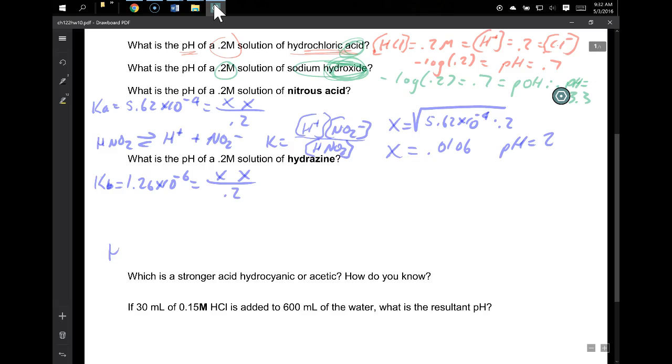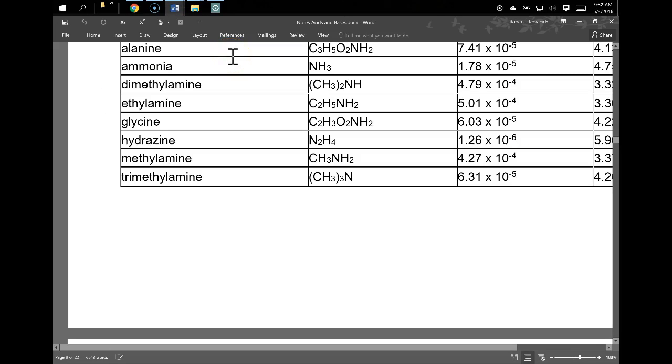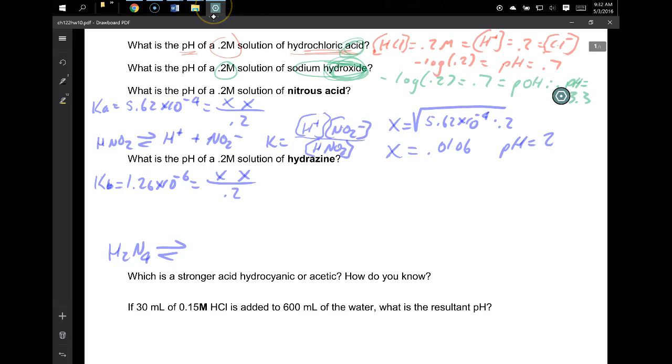So what I have is H2N4 in an equilibrium reaction, and I end up with H3N4 with a plus charge. Did I get that wrong? Yeah, you're right, I'm wrong. That makes more sense. N2H4. And so what ends up happening here is there's a water molecule.